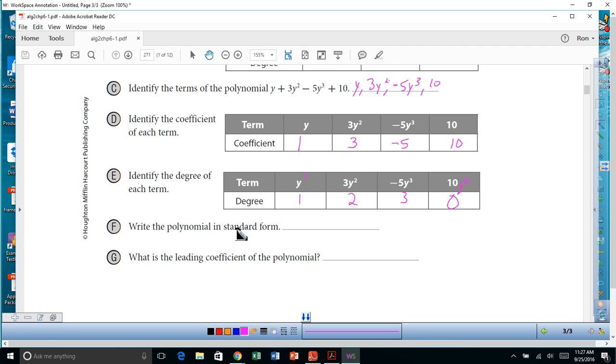Now it says write the polynomial in standard form. Standard form is usually the decreasing order of the exponents. So you got negative 5y to the third plus 3y squared plus y plus 10. What is the leading coefficient of the polynomial? Well, the leading coefficient of the polynomial is going to be negative 5.